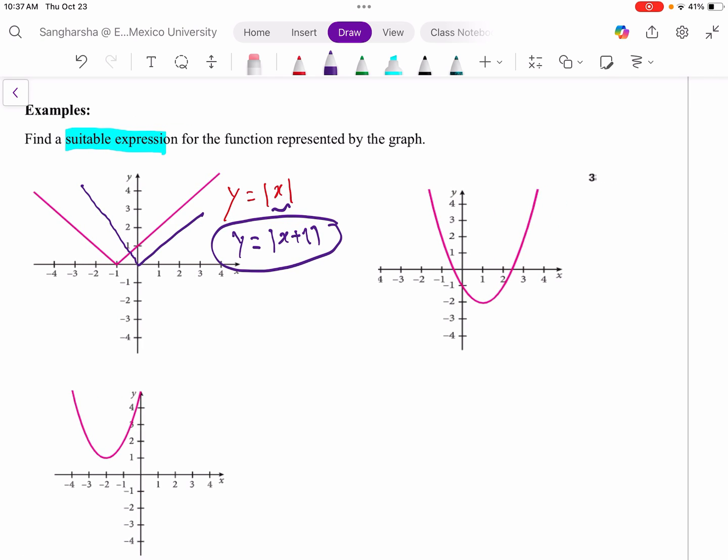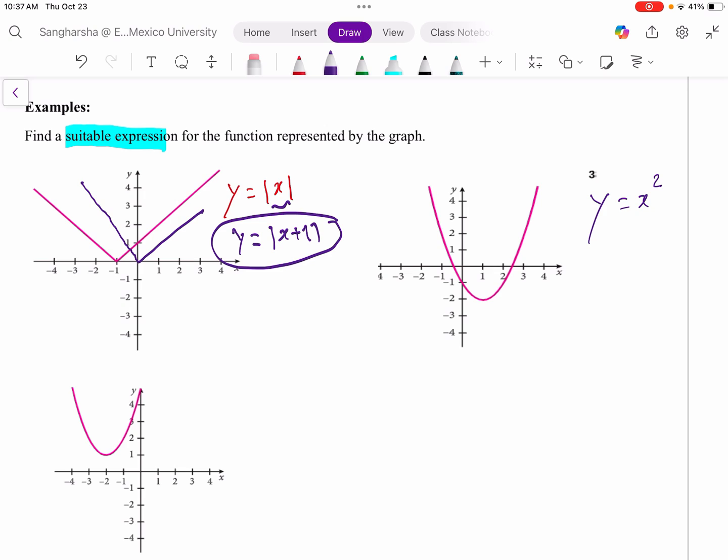Second graph. What is the basic function for this one? y equals x squared. So we have y equals x squared. This is a basic function, and the graph of that basic function is at the origin. Let me redraw this one. This is the graph for the basic function.